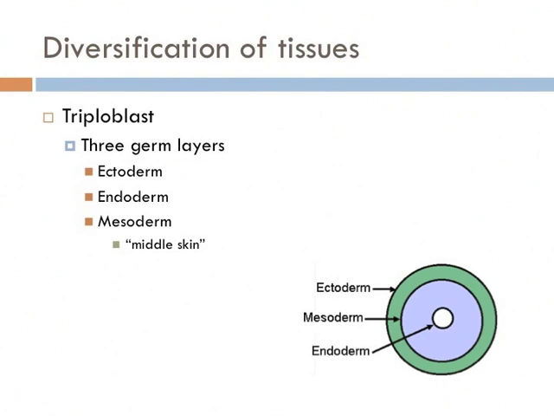And triploblasts, you guessed it, have three layers of embryonic tissues. It also has an inner endoderm and an outer ectoderm, but it also has a middle layer known as the mesoderm. Meso stands for middle, and so literally it translates to middle skin.